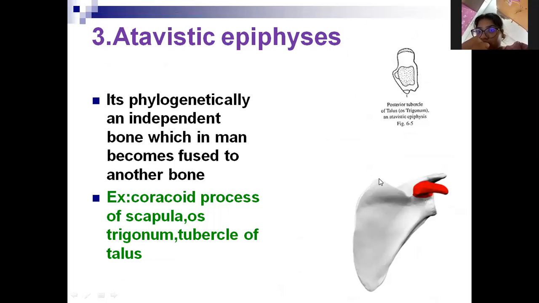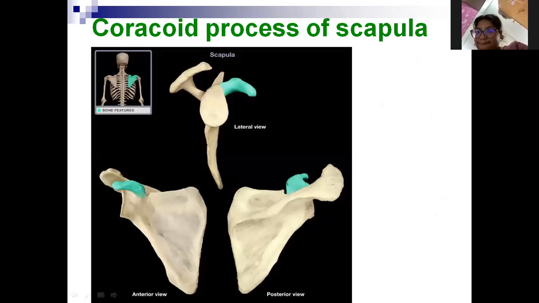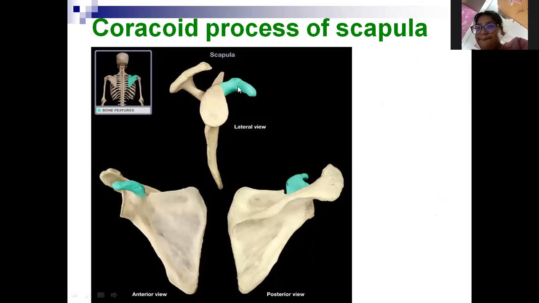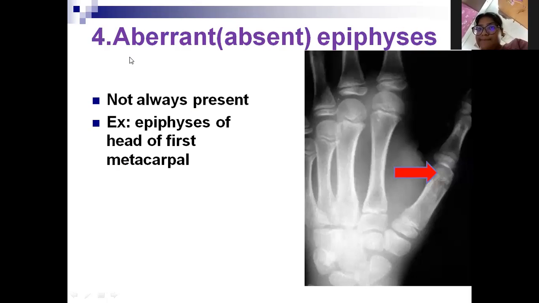Atavistic: that means it is basically an independent bone, but during development it has come and fused with some other bone. This bone you have studied already. What is the name of this bone? Scapula. What is this process you are finding? Coracoid process. Very good. So coracoid process is the best example of atavistic epiphysis. It's an independent bone which is actually becoming fused with the rest of the bone. One more example you will be learning in lower limb. This is basically talus bone, and the tubercle of the talus is also an example of atavistic epiphysis. Best example for atavistic epiphysis is the coracoid process of scapula.